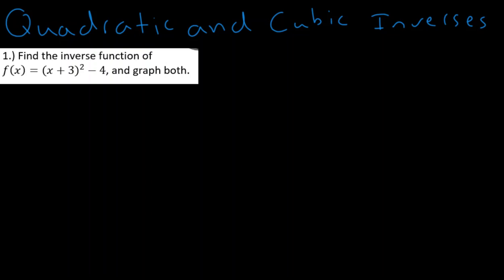Alright, welcome to quadratic and cubic inverses. Now number 1 says find the inverse function of f of x equals (x plus 3) squared minus 4.